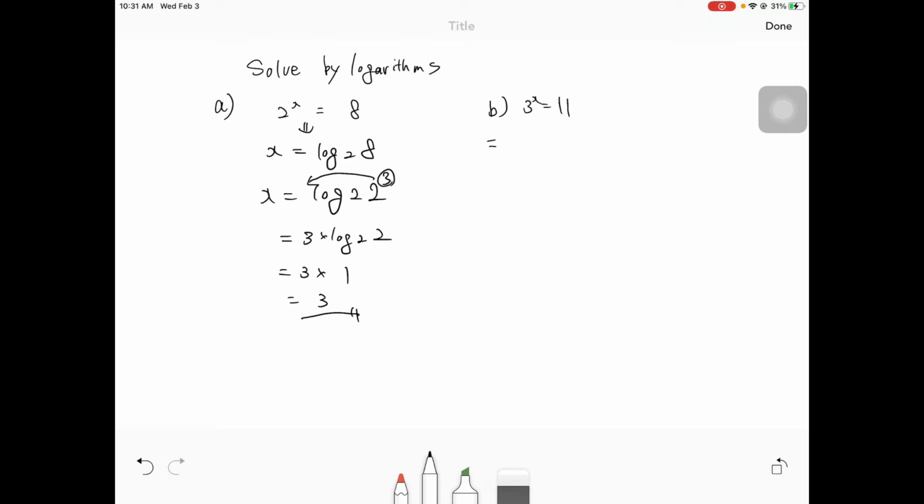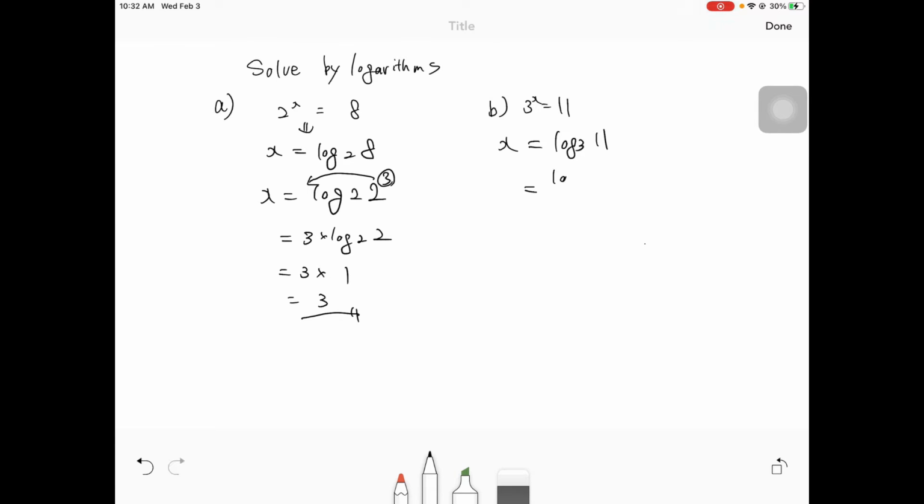And then next, 3 to the power of x is equal to 11. So let's convert this equation again. x is equivalent to log base 3 of 11. But now you got a problem. That's because most calculators cannot calculate log base 3 of something. But most calculators can calculate base 10 of something. So let's change the base of this logarithm.